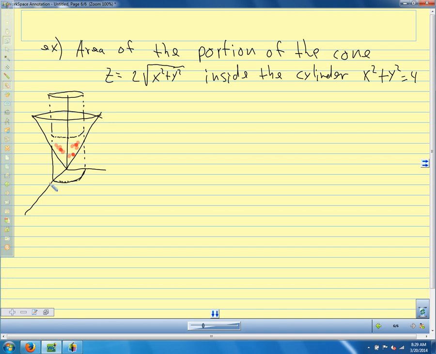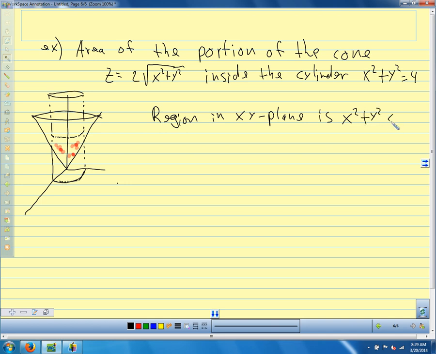Where does the cylinder intersect the xy plane? A circle, right? This x squared plus y squared equals 4 is our region in the xy plane. Our surface is above that circle in the xy plane. That's the portion of the surface that we're interested in. So our region in the xy plane is x squared plus y squared less than or equal to 4. So it's inside that circle.